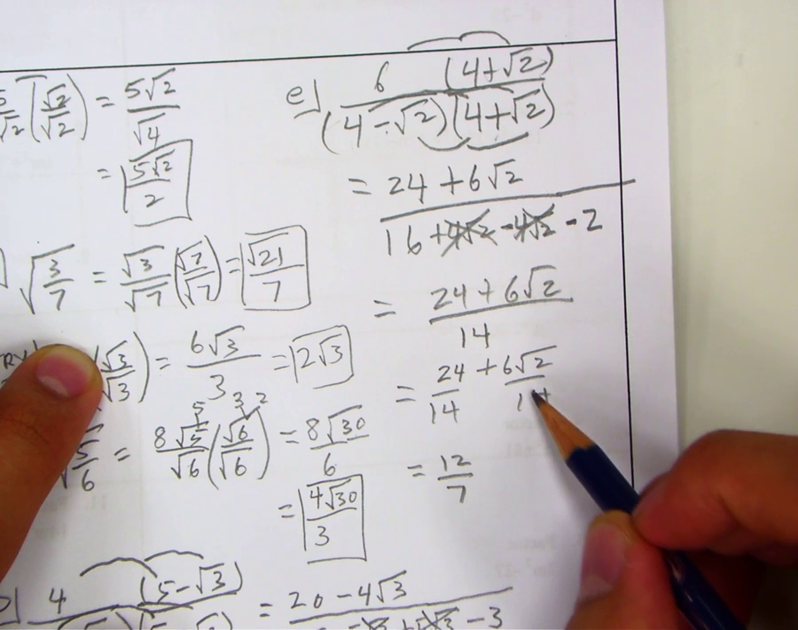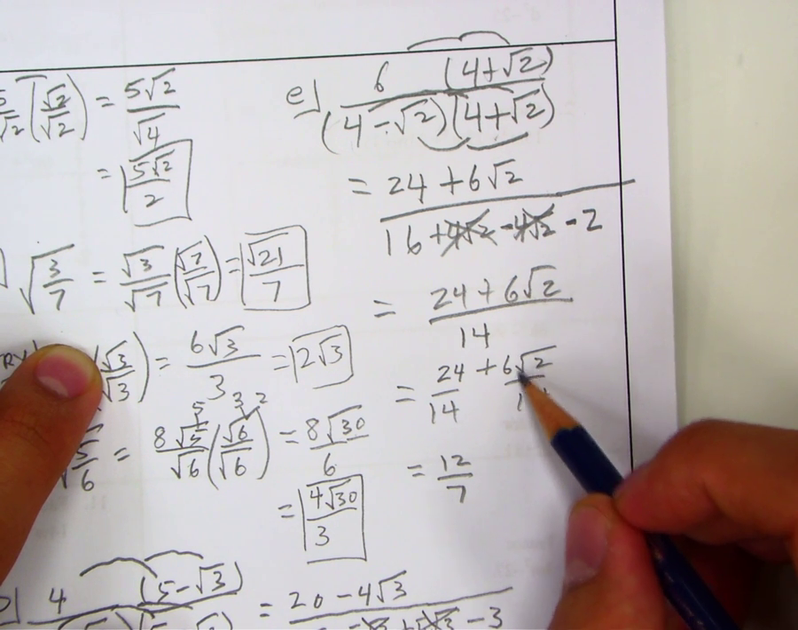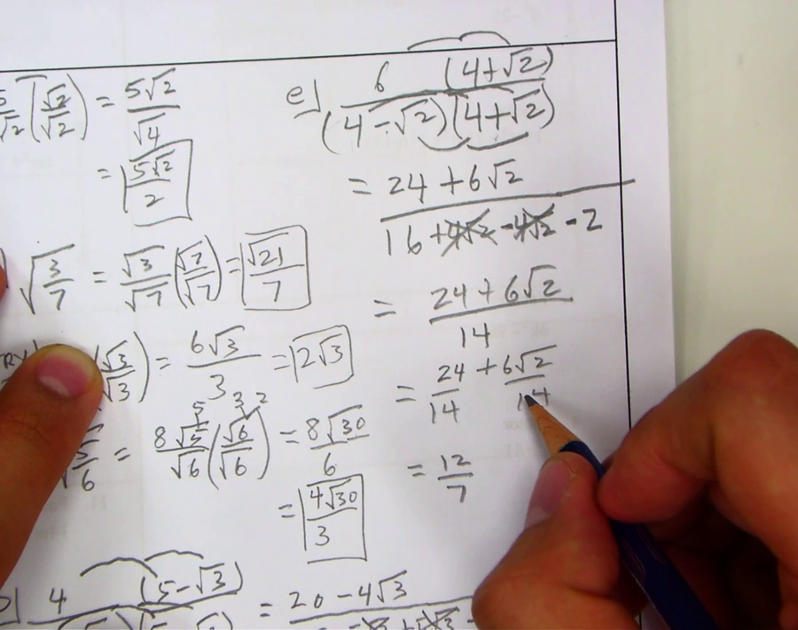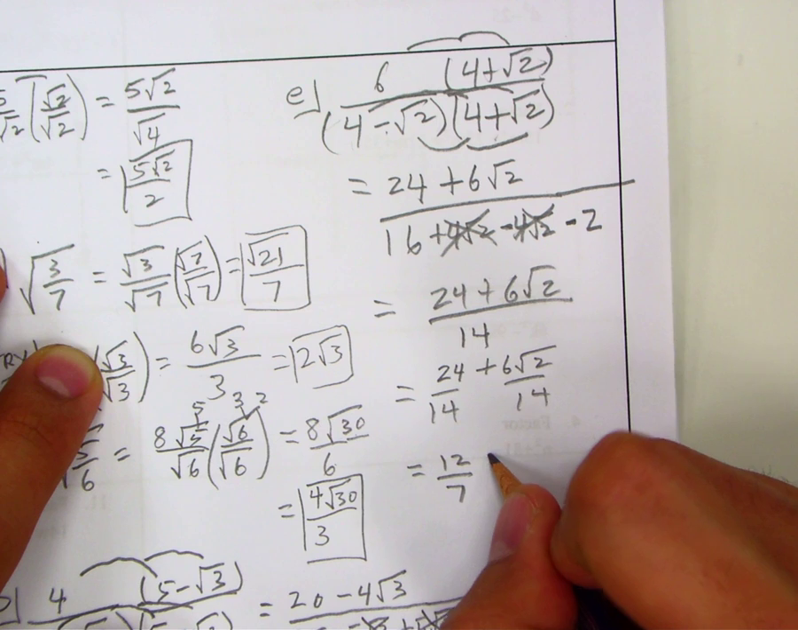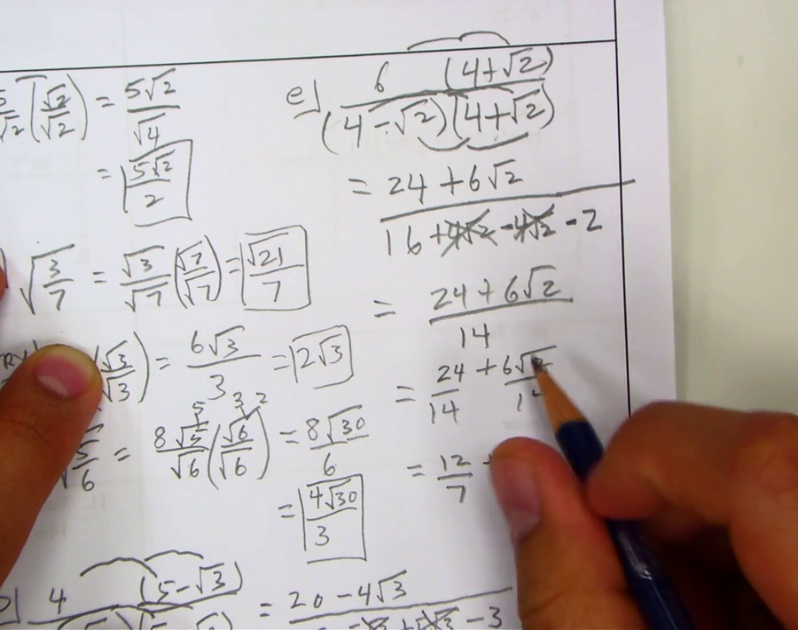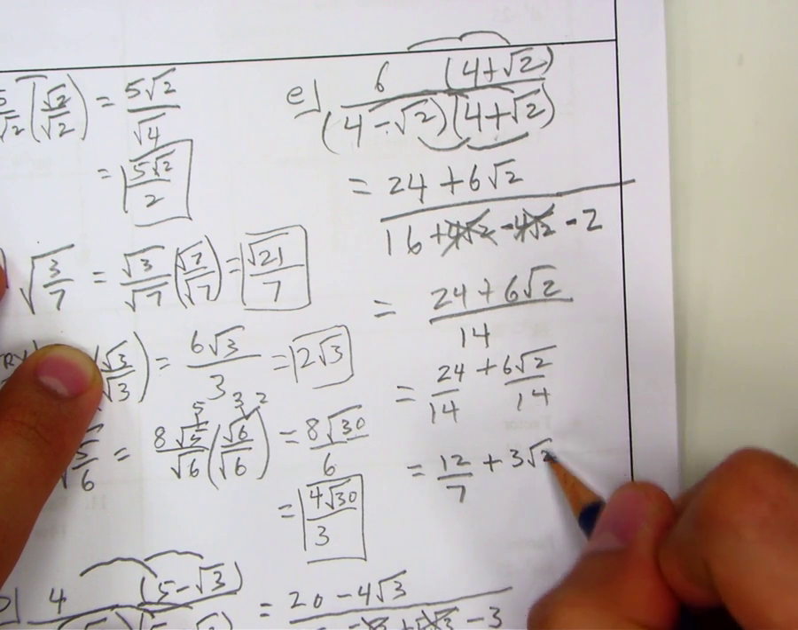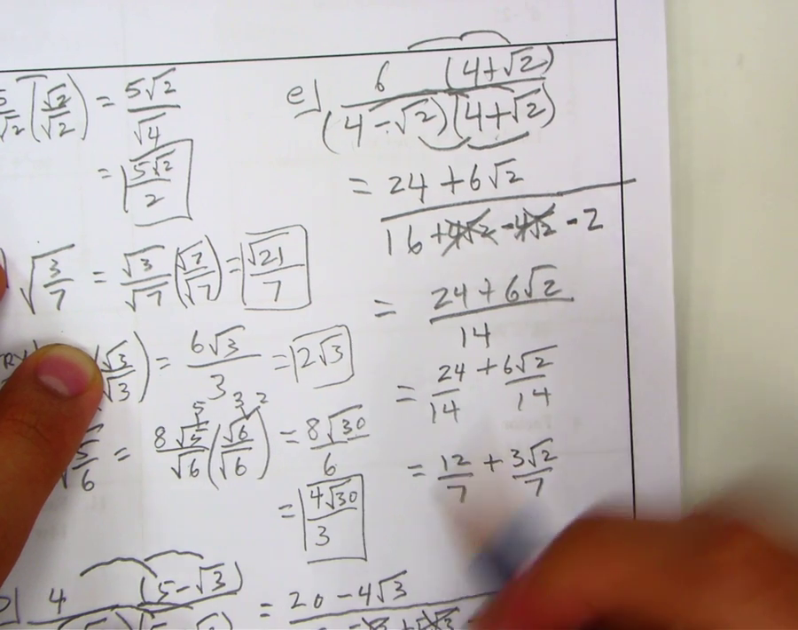Now I'm reducing the 6 and the 14 because they're both outside and there's no plus or minus separating the square root. What goes into 6 and 14? Well, they're both even, so 2. So 2 goes into 6 3 times. Square root of 2. 2 goes into 14 7 times.